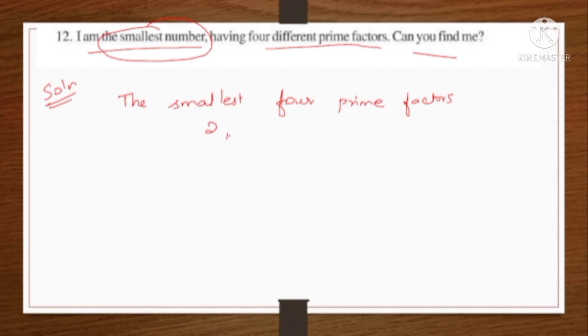So what are the numbers? 2, 3, 5, 7. I am choosing the 4 smallest prime factors. Now I am going to multiply this. 2 into 3 into 5 into 7. So 2 threes are 6, 6 fives are 30, 30 into 7 gives 210. Therefore 210 is the smallest number. So this is the answer for sum number 12.